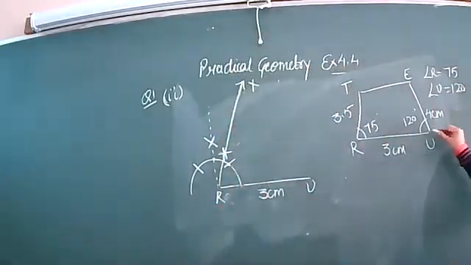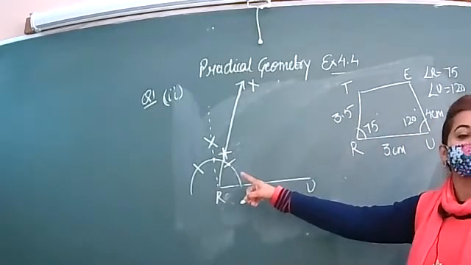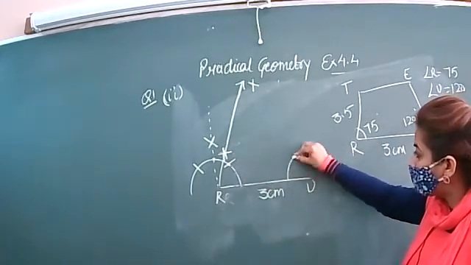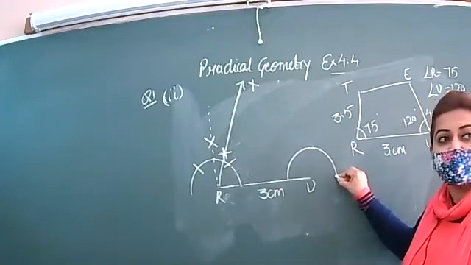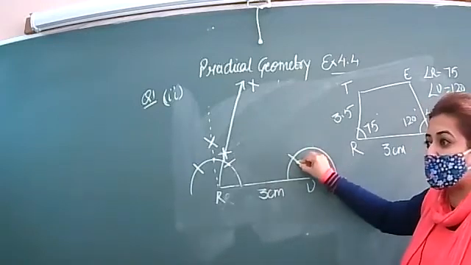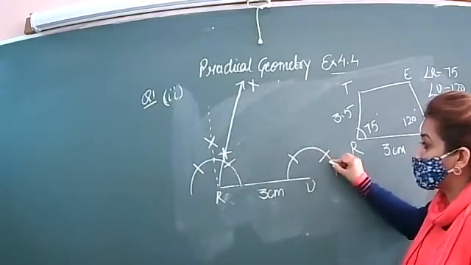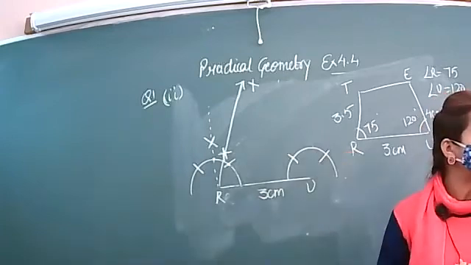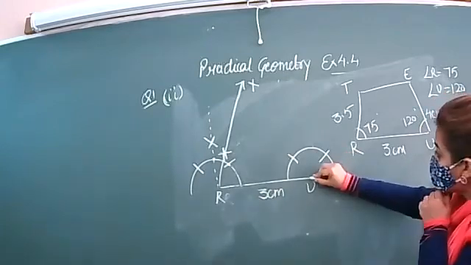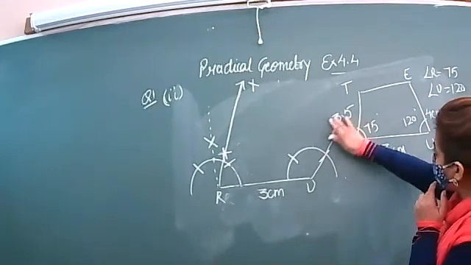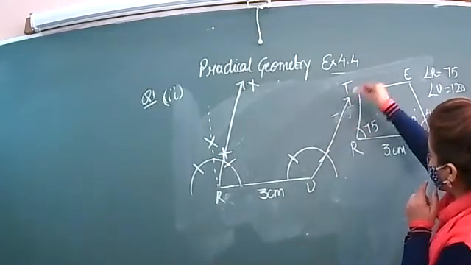Now the next step is at U, you will draw 120 degree in the same manner with the help of compass. So put the semicircle here of any radius, draw the first arc. This will be of 60. Second arc is of 120. As you know that 120 is your obtuse angle. So if you join this, it will become like this.